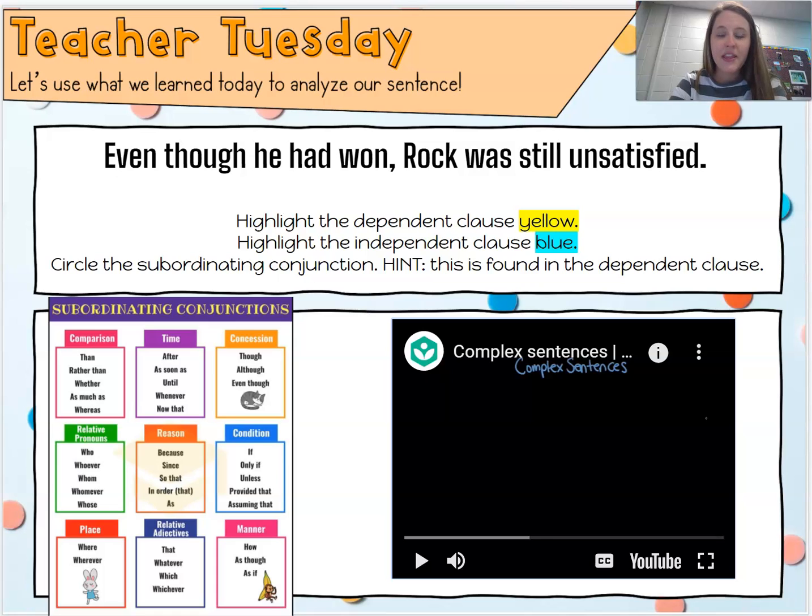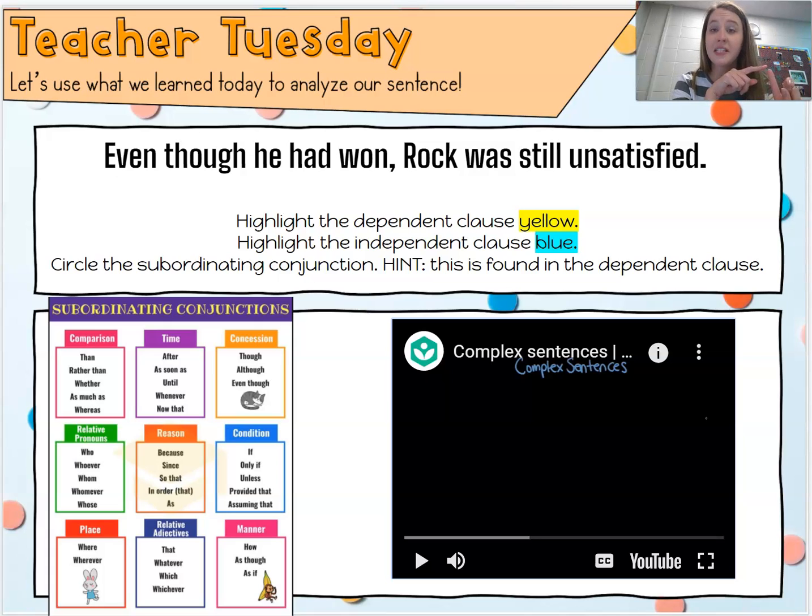Hi graders. This week our mentor sentence really talks about complex sentences. And so we need to understand what that means and what makes a complex sentence. So when we talk about our sentences, we know that we have two different types of clauses. And we learned about that last time, that we have an independent clause and we have a dependent clause.